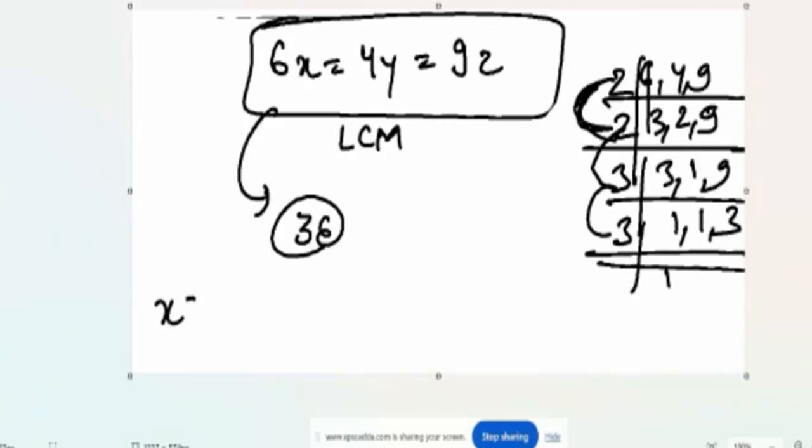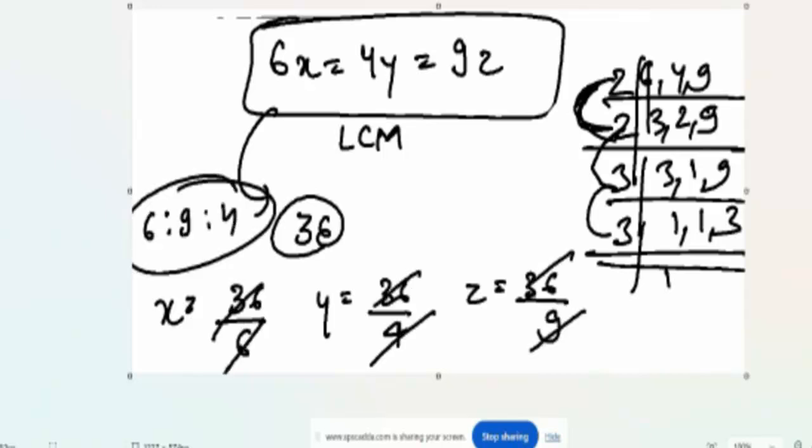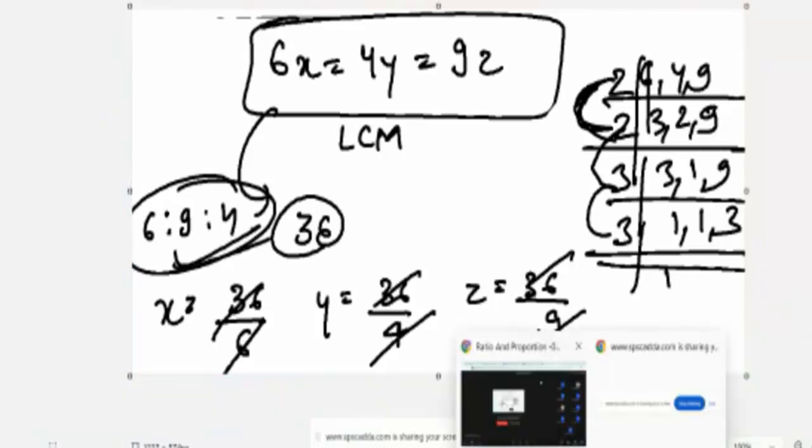Yes, ma'am. X is equal to 36 by 6, Y is equal to 36 by 4 and Z is equal to 36 by 9. Solve it. 6 6s are 36, 4 9s are 36, 9 4s are 36. The final ratio will be 6 is to 9 is to 4. Correct? Okay. Move to the last question we have.